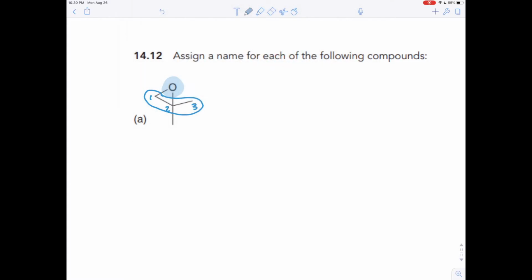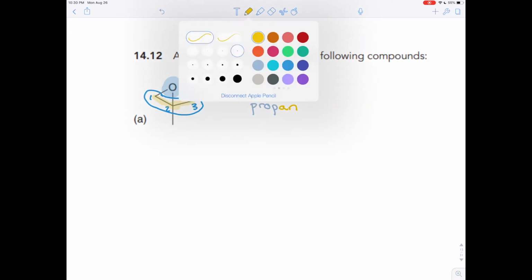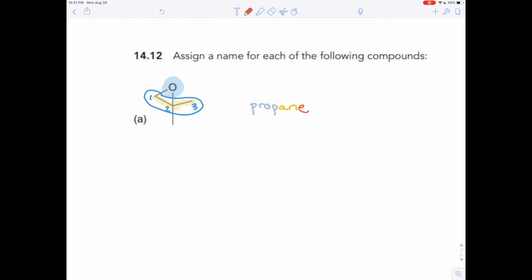Now, because that has 3 carbons in it, the prefix to name that backbone will be prop. The bonds here are all single. The infix for all single bonds is AN, and in the backbone, in the circled area, you only have hydrogen and carbon, and so the suffix will be E. So propane is the name for that backbone.